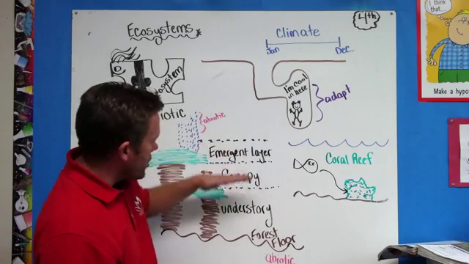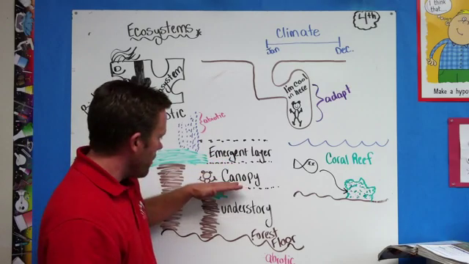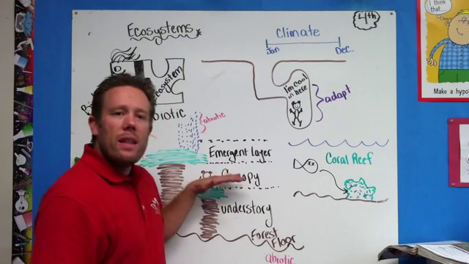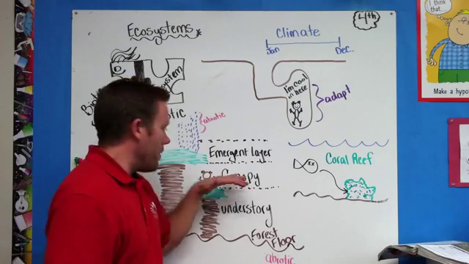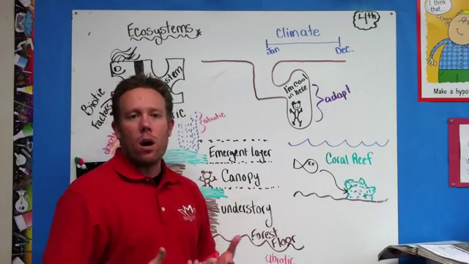The canopy layer, which is kind of the second level, this is the canopy layer, and this is where a lot of animals are going to be hiding.